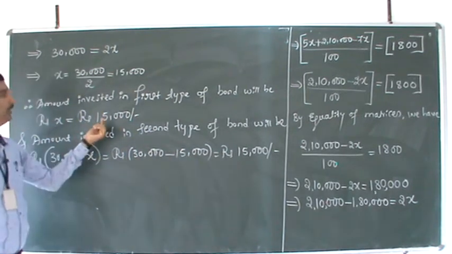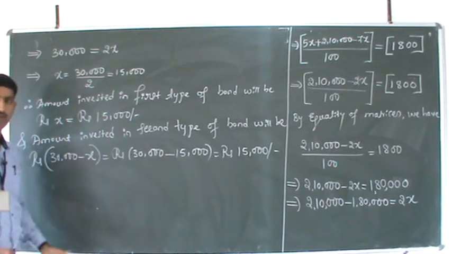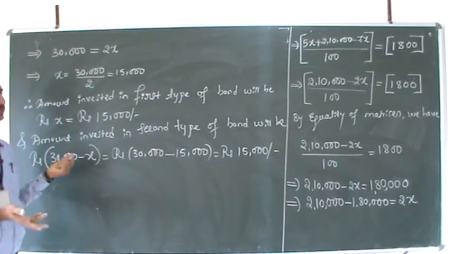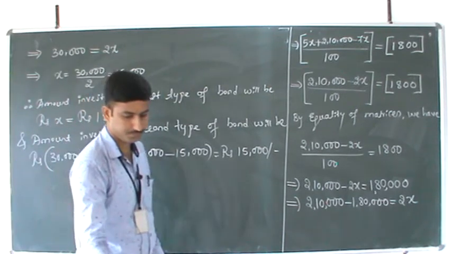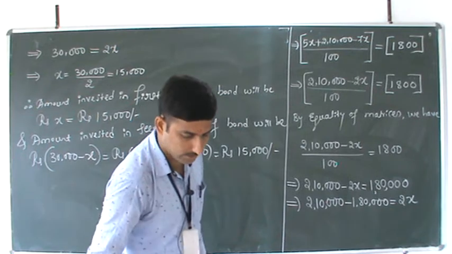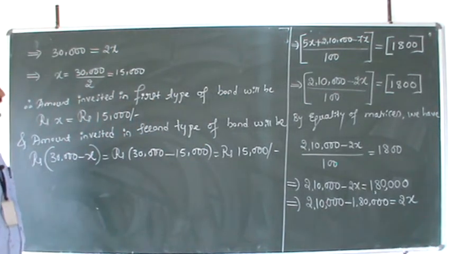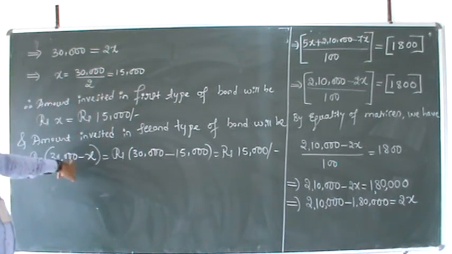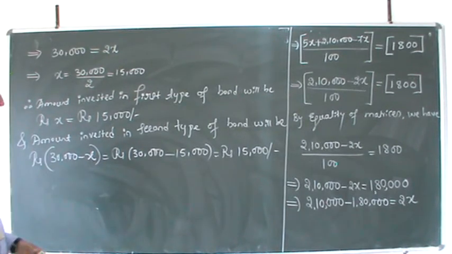x is nothing but 15,000. Therefore, x is 15,000 and 30,000 minus x should be 15,000, which is the answer. Correct? Which is the answer for rupees 1,800. 30,000 divided by 2 gives x as 15,000, and 30,000 minus x is 15,000, which is the answer.